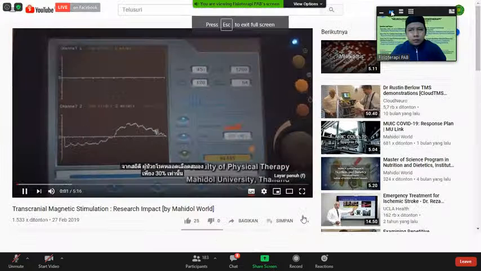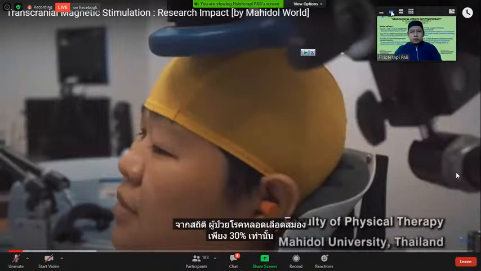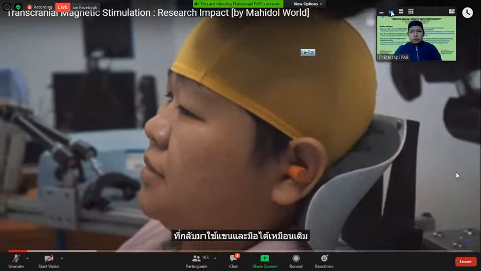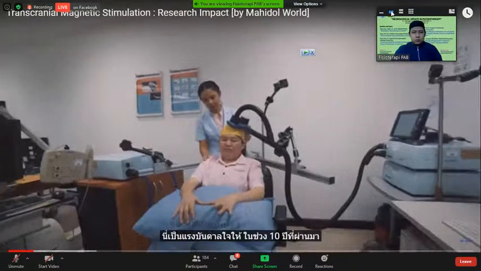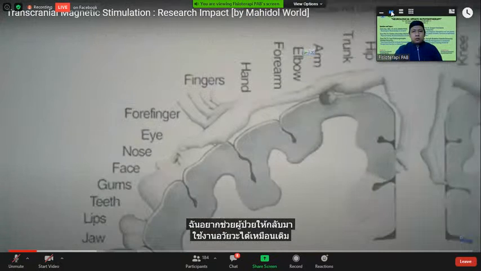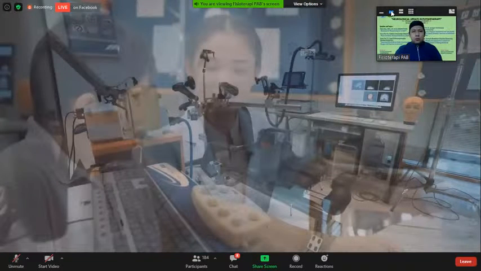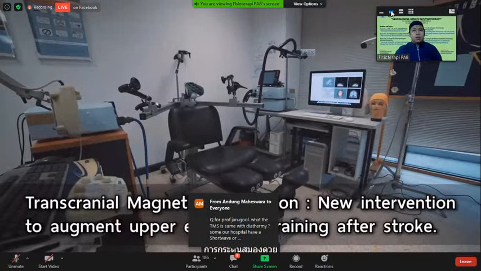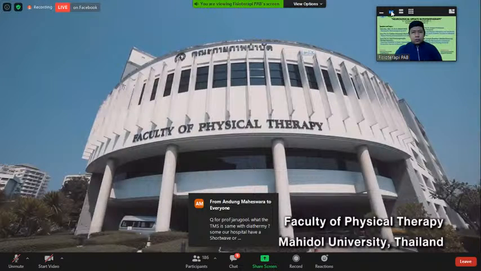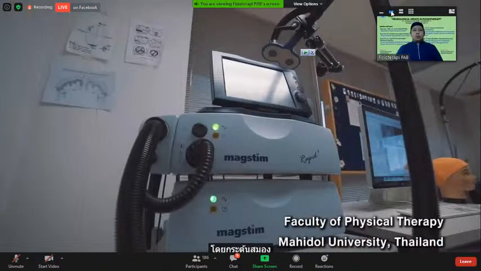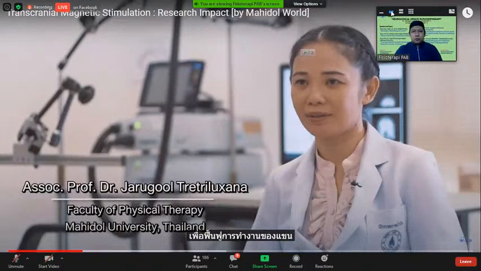From the statistics, we know that only about 30% of stroke patients would be able to regain their upper extremity function after they get stroke. So my motivation in the last 10 years is to improve their function. That's why it gives me motivation to use innovative interventions to help them. This research is about treating stroke patients using transcranial magnetic stimulation to augment the upper extremity training function in stroke patients.